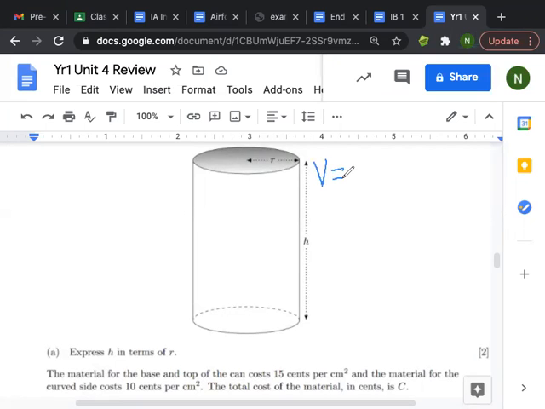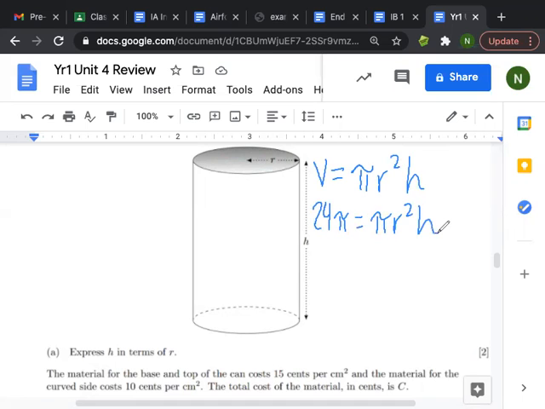When you think about the volume of something, you normally do area times height, right? So what's the area of a circle? Pi r squared. Pi r squared times height. It's the volume of it. I know that this is 24 pi equals pi r squared h.